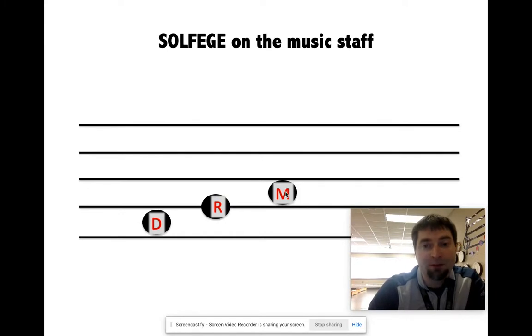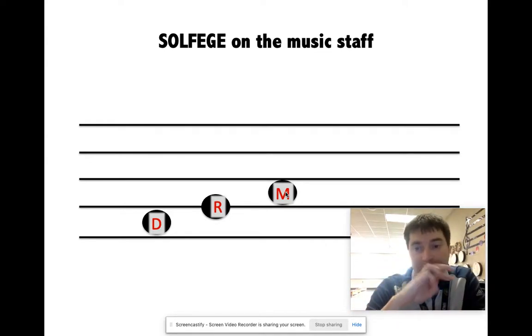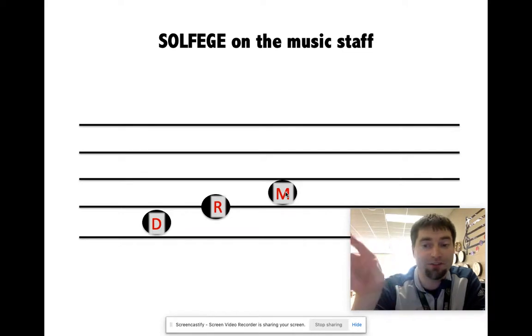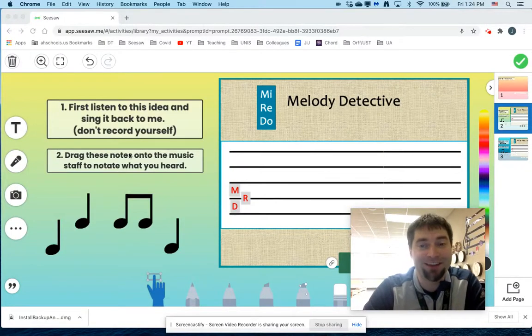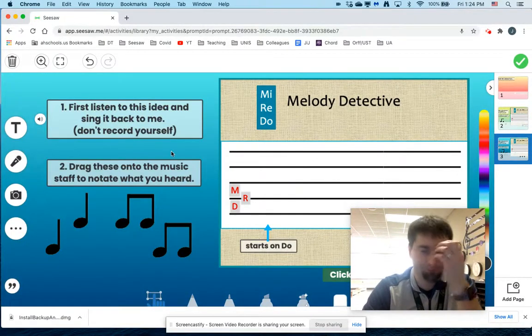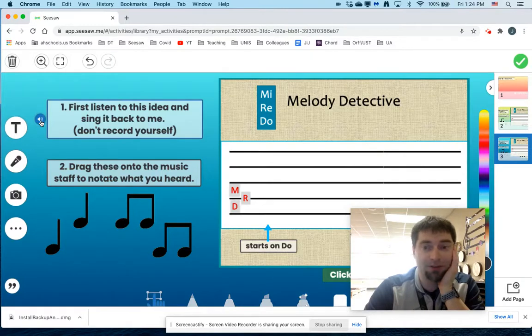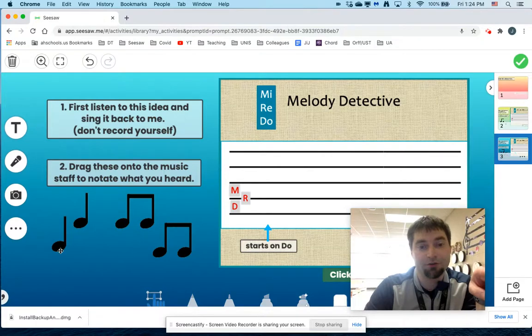Okay? Now, what we're going to do is on your Seesaw response, there are 3 slides. One is this video. The next 2 are patterns that you can listen to and then drag the notes onto the music staff. Let's see if I can demonstrate that. So here's one of our slides. And there's a little sound icon here. So when you click on that, you hear the pattern. And down here are the notes that you're going to drag over.